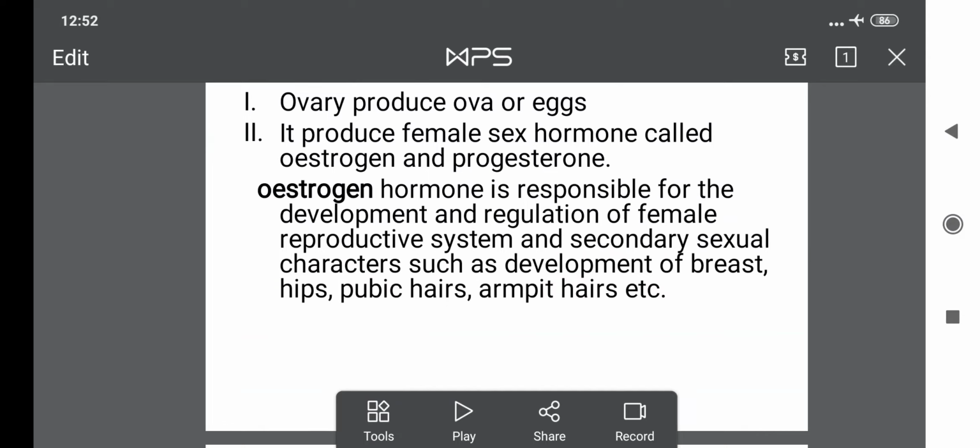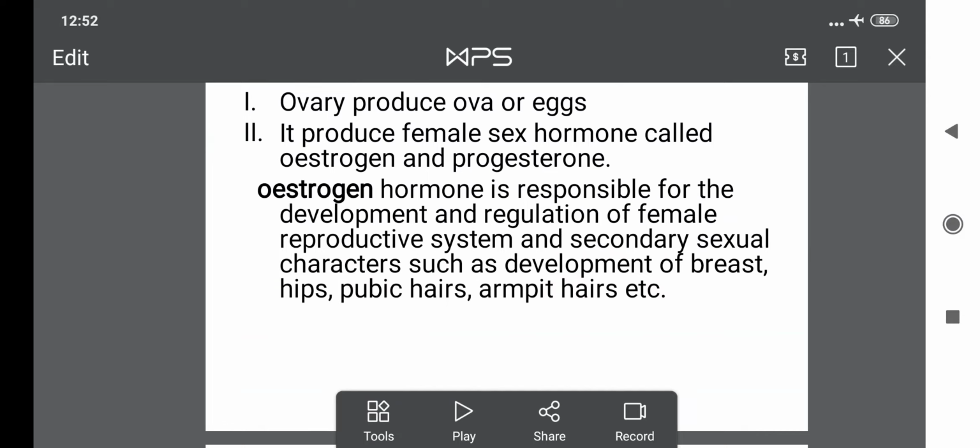The second part of the female reproductive system is the oviduct or fallopian tube. Let me talk about this. This is a long, narrow tube which receives the egg released by the ovary. The oviduct links the ovary with the uterus. Now let's go back to our diagram.